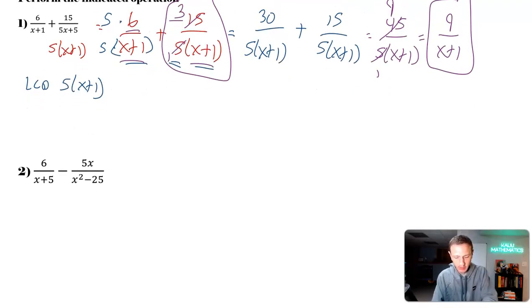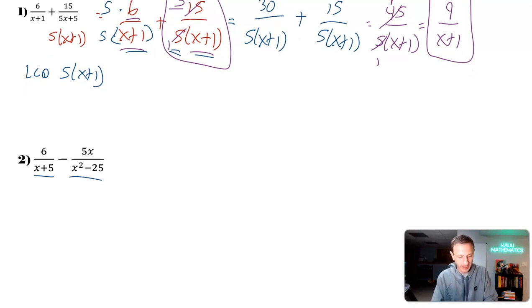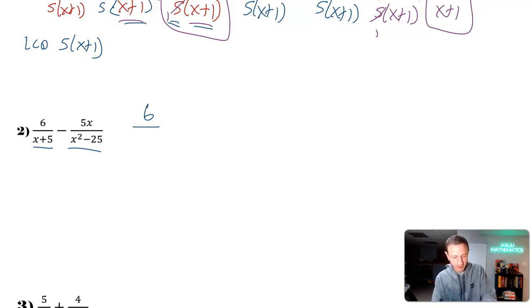So number 2, what can we do on that one? Well, we have the factor of x plus 5. We have a difference of 2 squares, so let's factor the difference of 2 squares. So 6 over x plus 5 minus 5x over, difference of 2 squares is x minus 5, x plus 5.